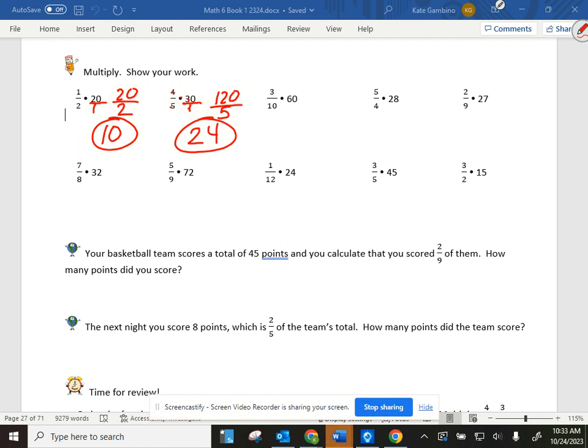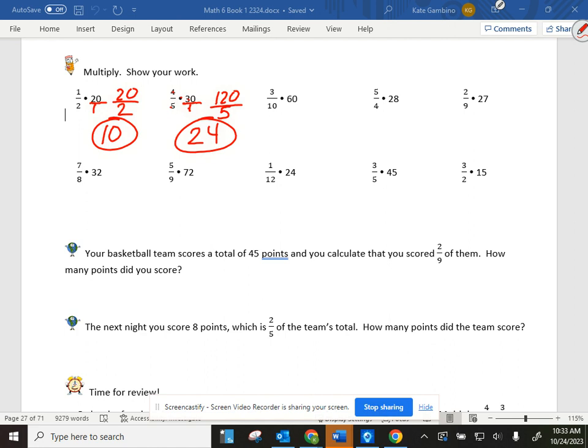Does this make sense? So when you get to the bottom, we have those word problems like we're going to have on the test, just like we did with the multiplying. You need to really think about what your fraction is, what your whole number is, how you set it up, so you can answer the question.